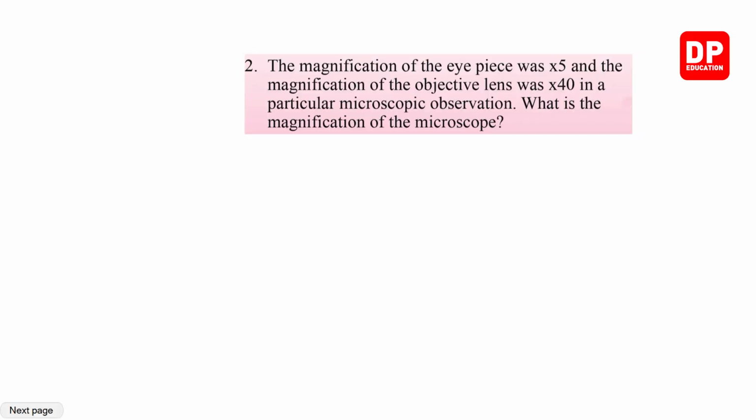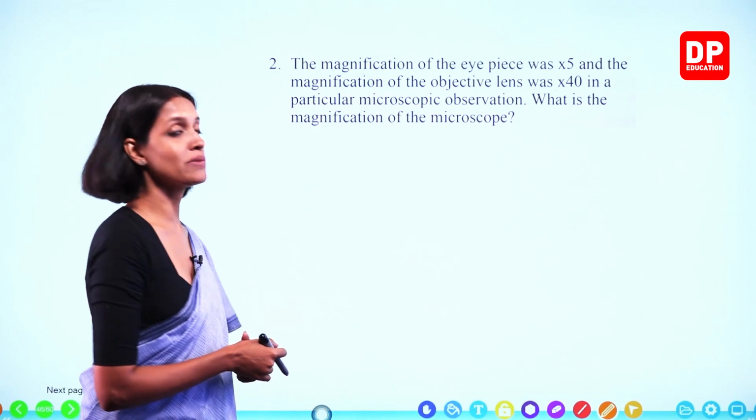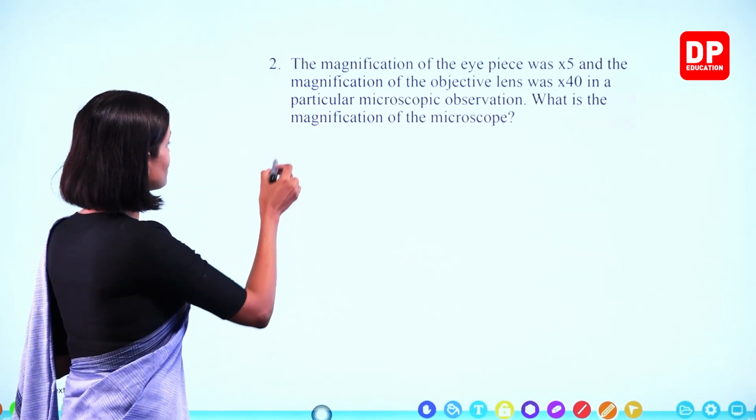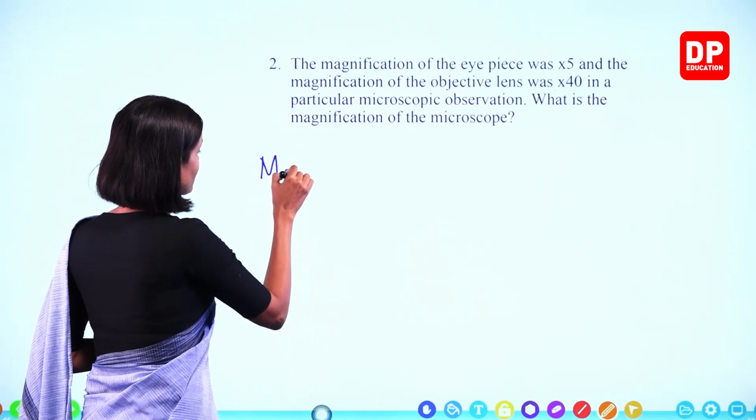Right? Next one. The magnification of the eyepiece was 5 times and the magnification of the objective lens was 40 times in a particular microscopic observation. What is the magnification of the microscope? What is the magnification, children? What is the formula we can use to find out the magnification? We will write that first.